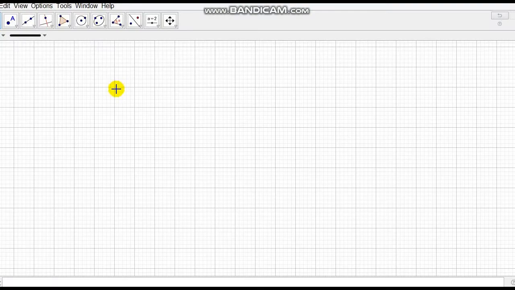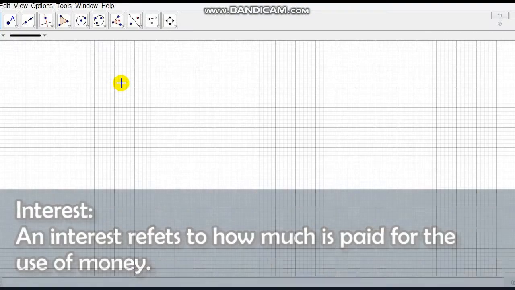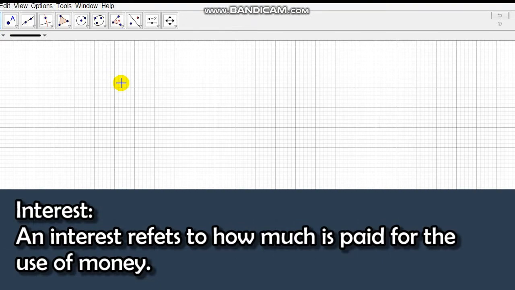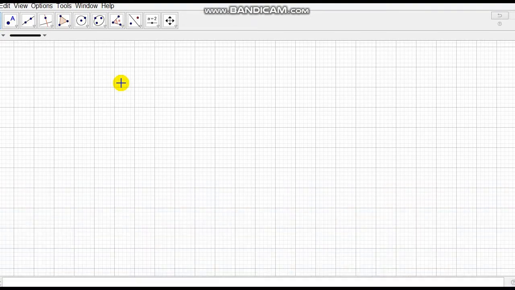Hey everyone, today we're going to discuss interest. Whenever we talk about interest, it refers to how much is paid for the use of money. Basically, this refers to the payment that we make for the money that we borrow. There are two kinds of interest, the simple interest and the compound interest. For our lesson today, we're going to deal with simple interest.